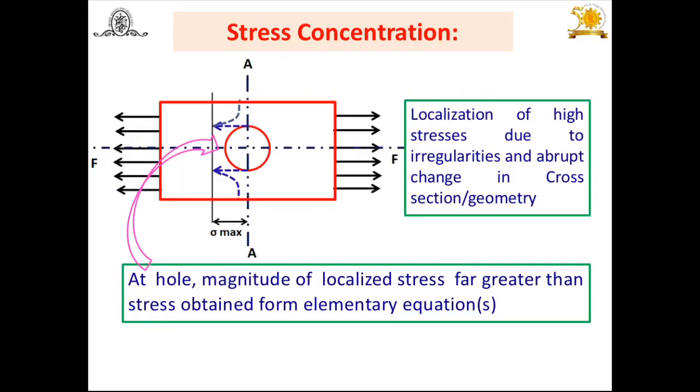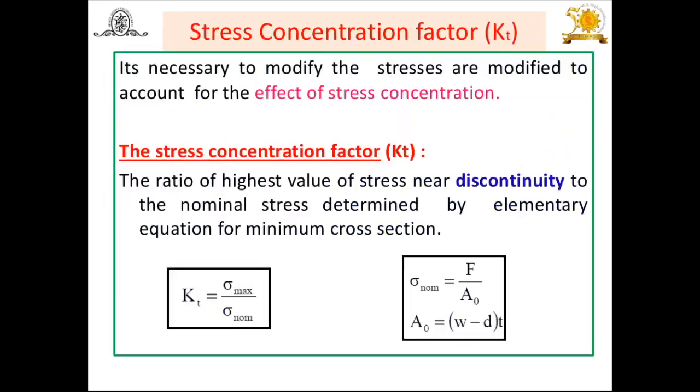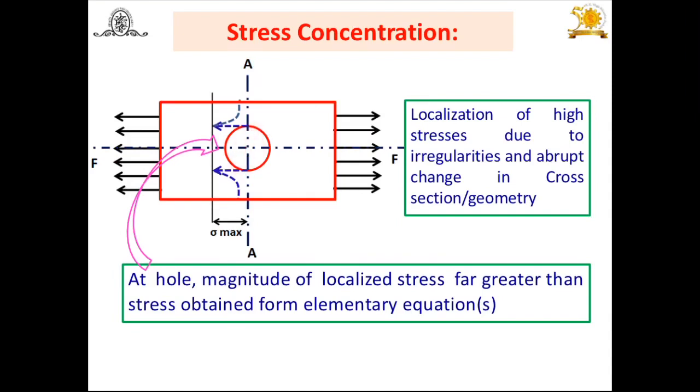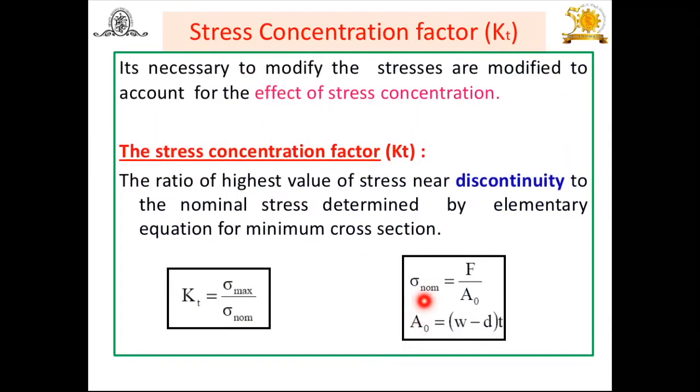Now let us take this example. This is a plate having a hole. So now what is the normal stress? Force upon area. What is the area? (W minus D) into T. D is the diameter of the hole, which is here. Look at this, this is the diameter of the hole D. So you will get sigma normal here, and you can substitute this.